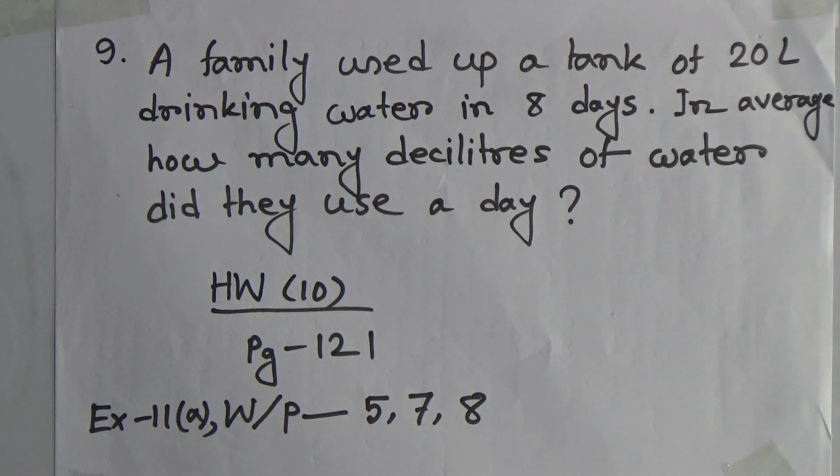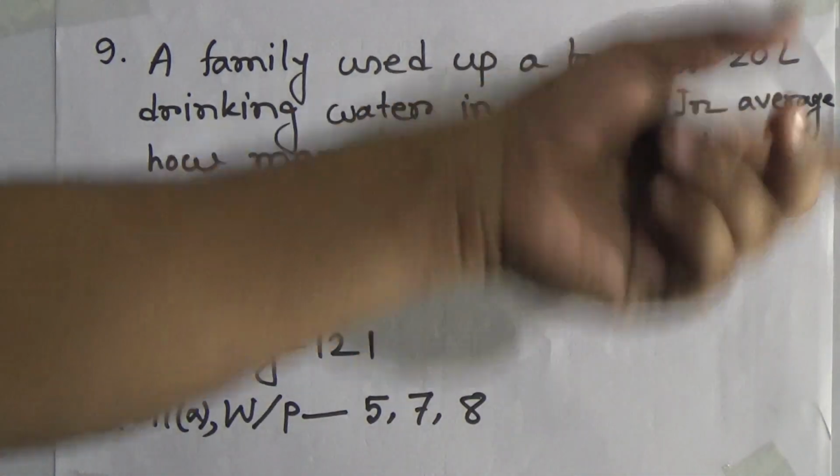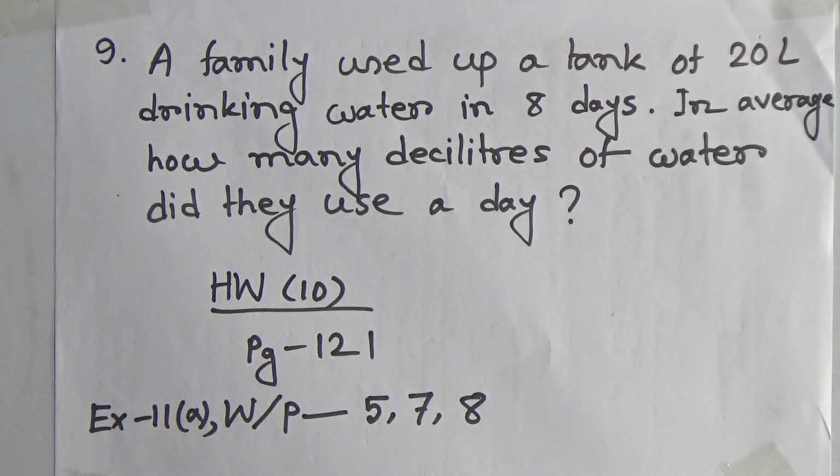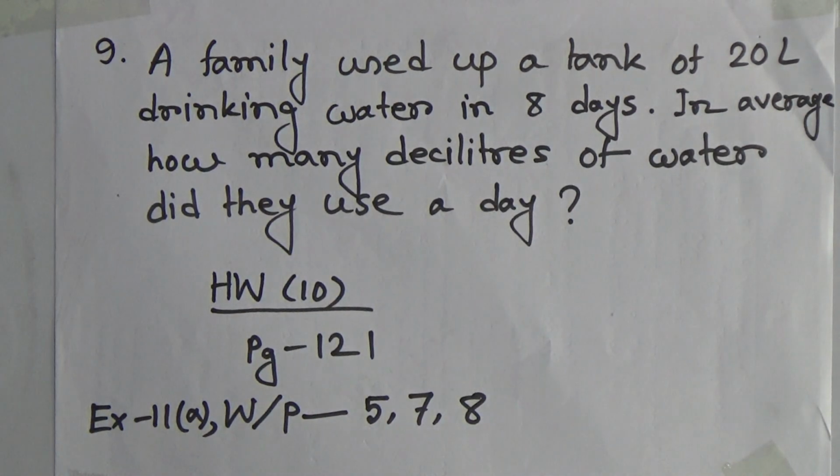But the question asks you to find the answer in deciliter. So first of all you need to convert this liter into deciliter. Okay, after converting it into deciliter, then you divide that deciliter by 8 days and you get the amount of drinking water that is used by a family in one day. Okay, 9 number question.